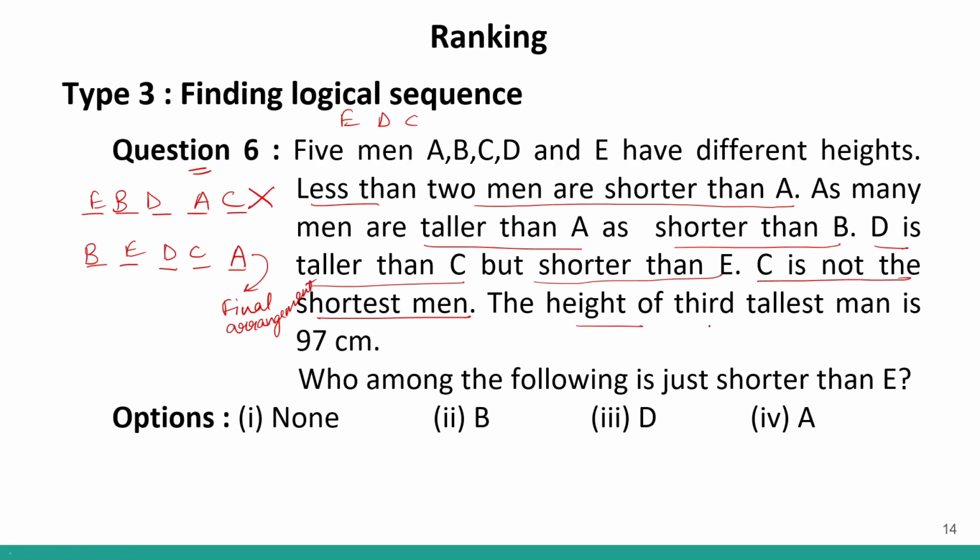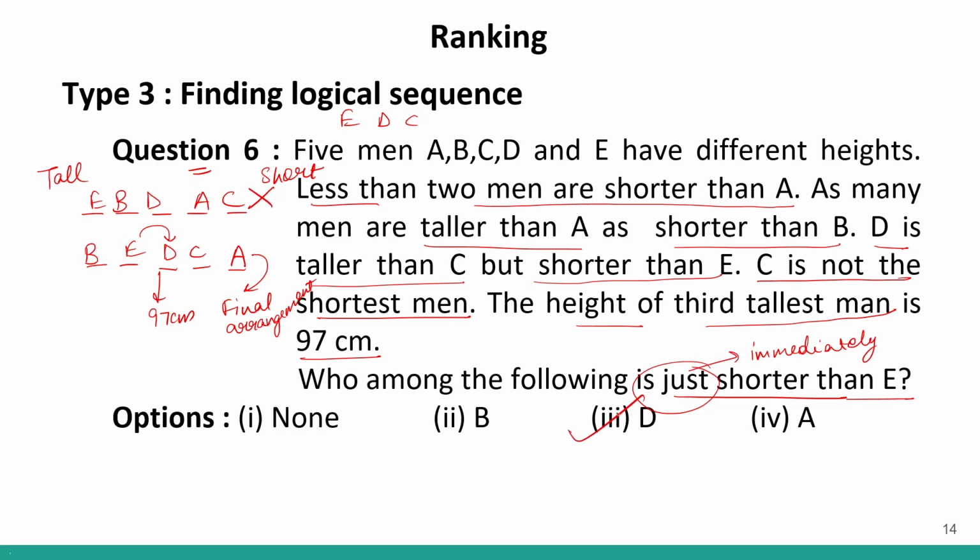Now, the height of the third tallest man is 97. So third tallest is, this is the tall side and this is the short side. Third tallest will be D, correct? So D is 97 centimeter. We have to find out who among the following is just shorter than E. So just shorter means immediately shorter than E. So immediately shorter than E is D. Just before E is D. Therefore my answer will be option number 3, D. Clear? My answer is option number 3, D.